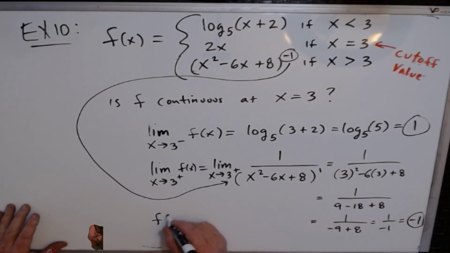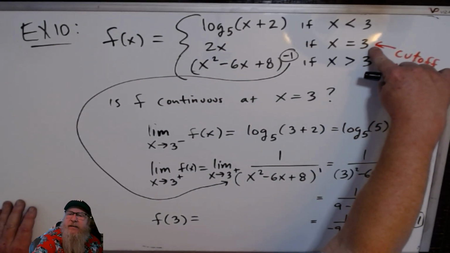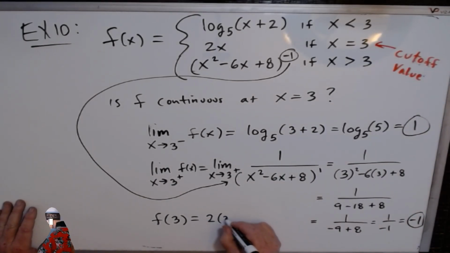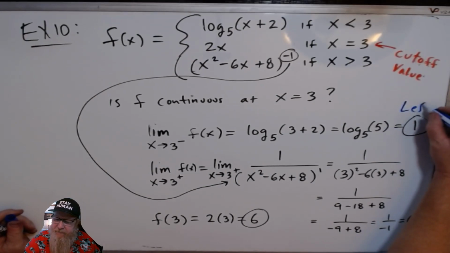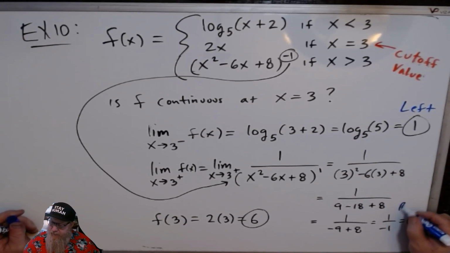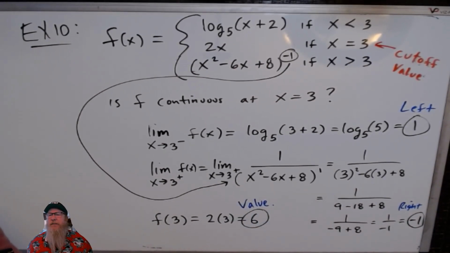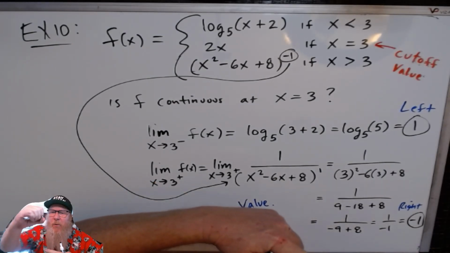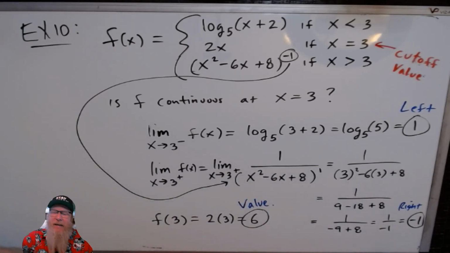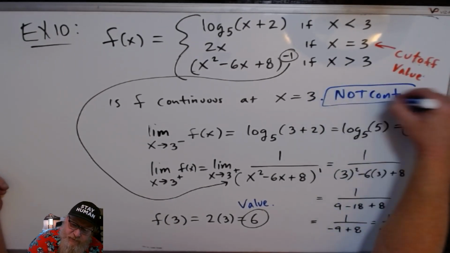And then finally, let's look at what f of 3 is. f of 3 is the middle row, because it's telling us x is equal to 3. That's 2 times 3, which is 6. Now, this should be screaming at you, right? The limit on the left is equal to 1. The limit on the right is equal to -1. And the value of the function is equal to 6. The left is here, the right is here, and the point doesn't match the left or the right. And so, no. It is not continuous at 3.